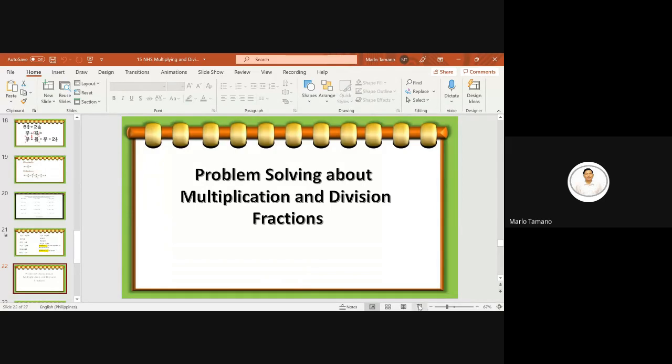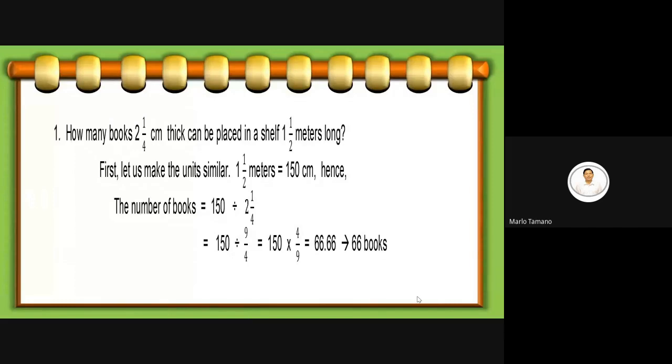So, dyan po tayo ngayon. So, ituloy natin. Now, how many books 2 1/4 centimeters thick can be placed in a shelf 1 1/2 meters long? First, let us make the units similar. When we say similar, pareho po, naintindihan. Iisa lamang po yung units natin. Okay? So, ang susundin natin ay yung centimeters, not meters kasi masyadong malaki.